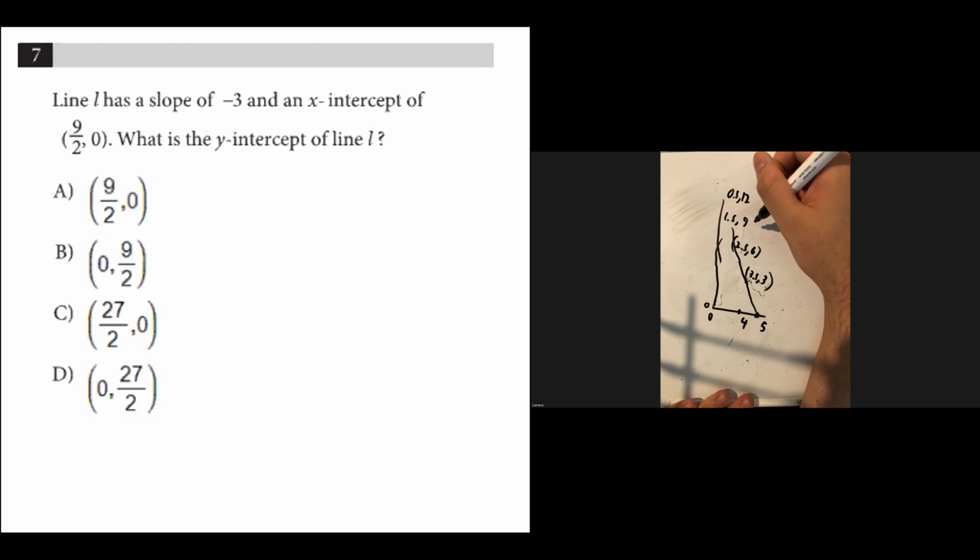And so, well, we can already rule out answer choice A and C because that's not a y-intercept. Those are x-intercepts. And we can tell just based on this that it's definitely going to be higher than 9/2. So the answer choice has to be D. Because A and C aren't y-intercepts, and it has to be higher than 9/2.